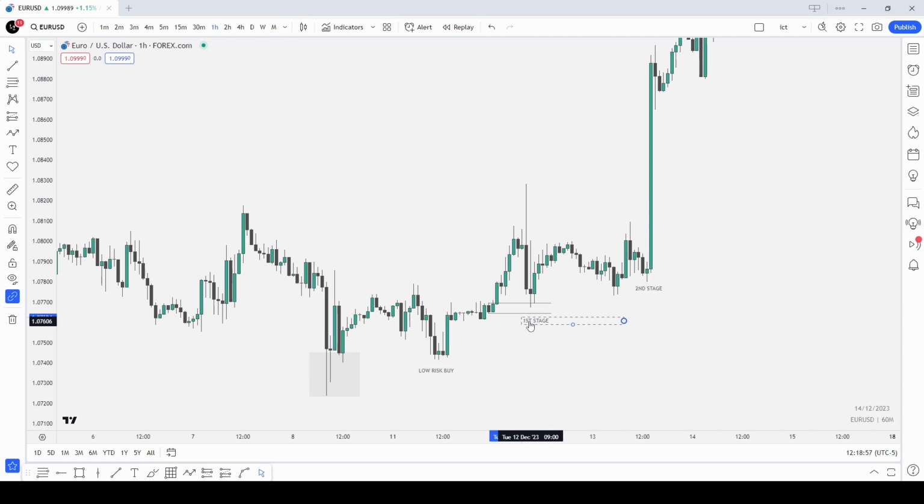The first stage of distribution often is really easy to see, I find, because it's after the low risk buy, so you've already got the confirmation that we want to move up with the low risk buy, and then the first stage of distribution is easy to see.